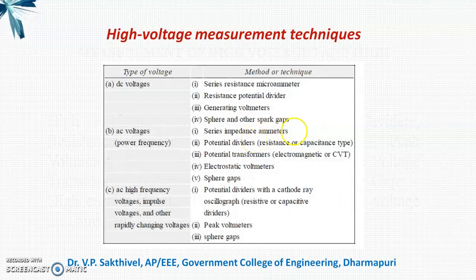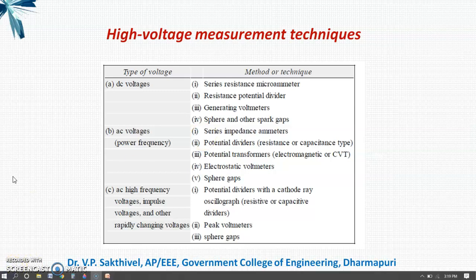Now, this table shows the high voltage measurement techniques for measuring high DC voltages. Series resistance microammeter, resistance potential divider, generating voltmeter, spear and spark gaps are used for measuring DC voltages.